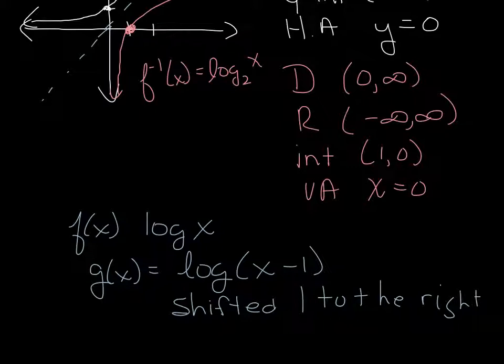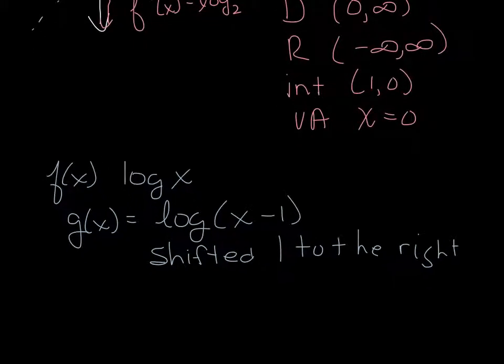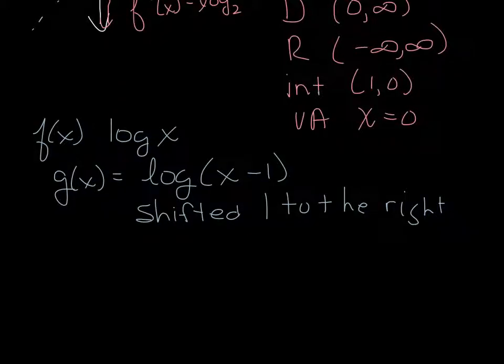All right, so everything would shift over 1, including our vertical asymptote. So instead of having a vertical asymptote at x equals 0, where will my vertical asymptote be? x equals 1. The vertical asymptote now is x equals 1. And where would be my intercept? The intercept would be at the point (2, 0). Everything would move over 1.